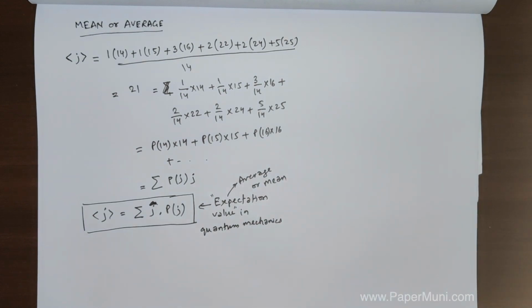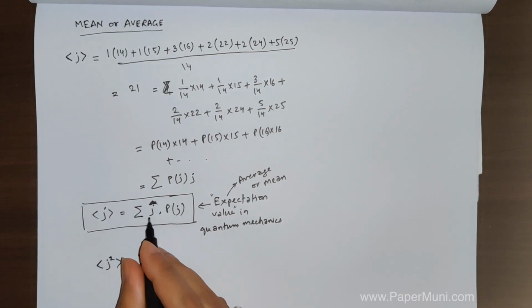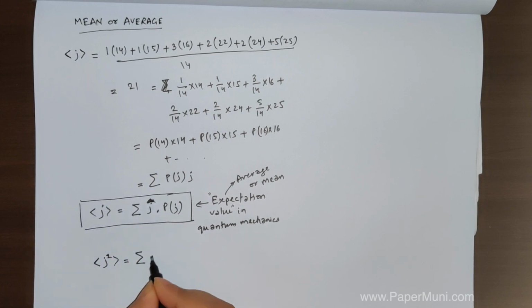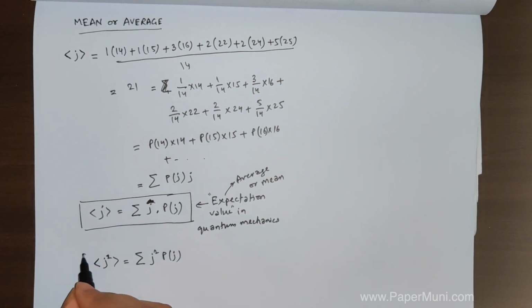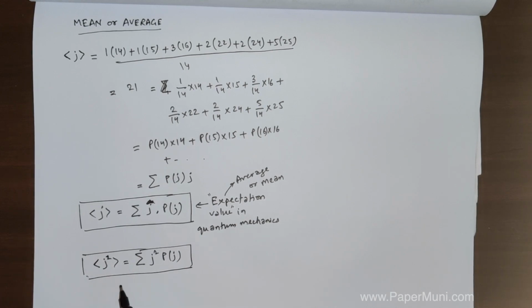Alright. So if you write down the mean of j square, we just square all the ages and take a mean. So we simply replace j with j square: summation j square pj. This is another formula you can remember. Alright, we'll be using it.